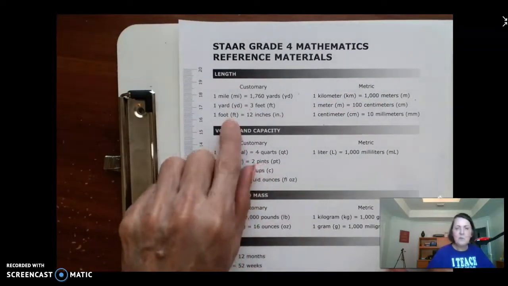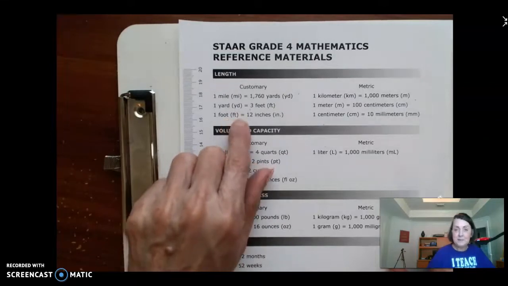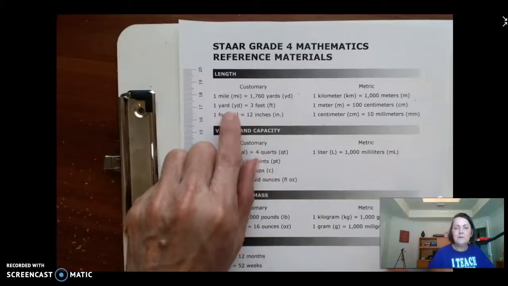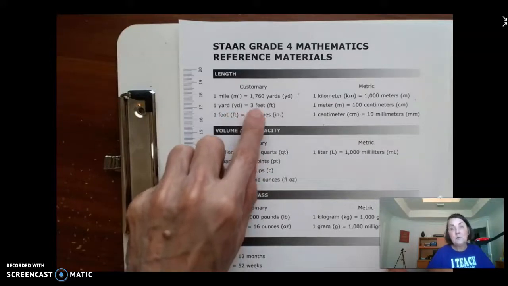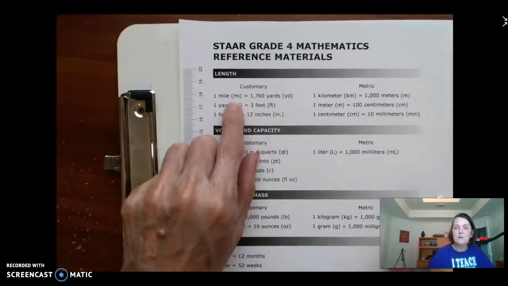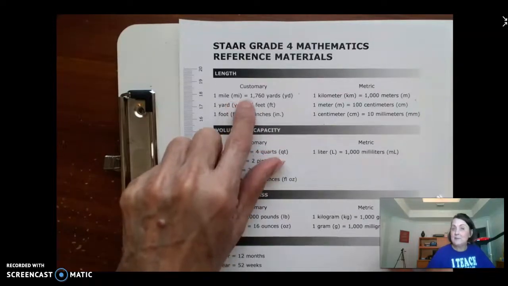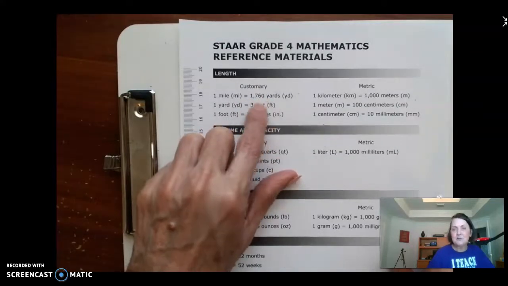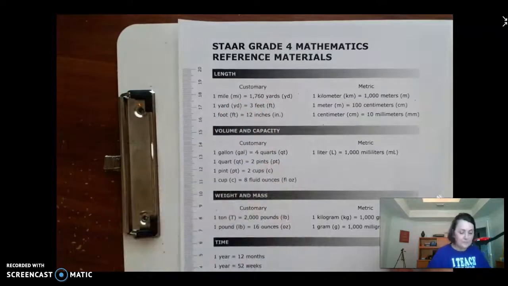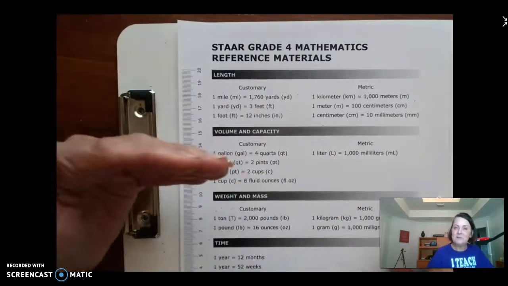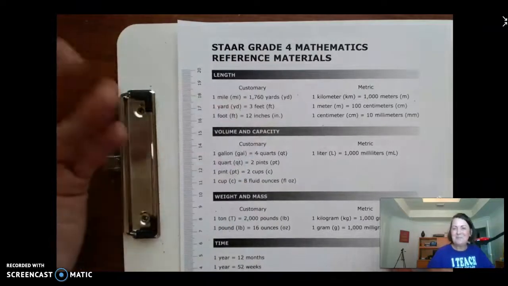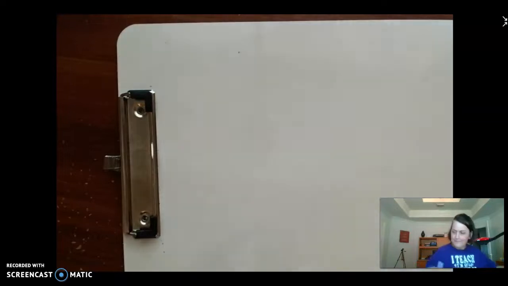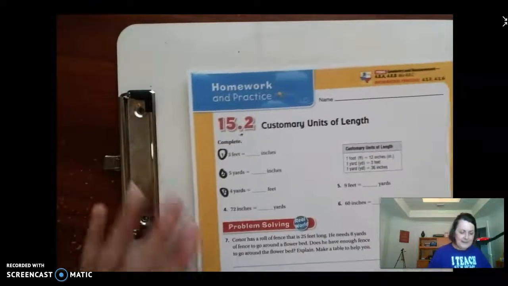So we know that 1 foot is equal, and equal means equivalent to 12 inches, or we could say 12 inches is equal to 1 foot. 1 yard is equal to 3 feet, or 3 feet is equivalent to 1 yard. And 1 mile is equal to 1,760 yards, or we could say 1,760 yards is equal to a mile. Okay, so I have to have the sheet in order to see what my input outputs are and how to figure out what the rule is. What am I doing?